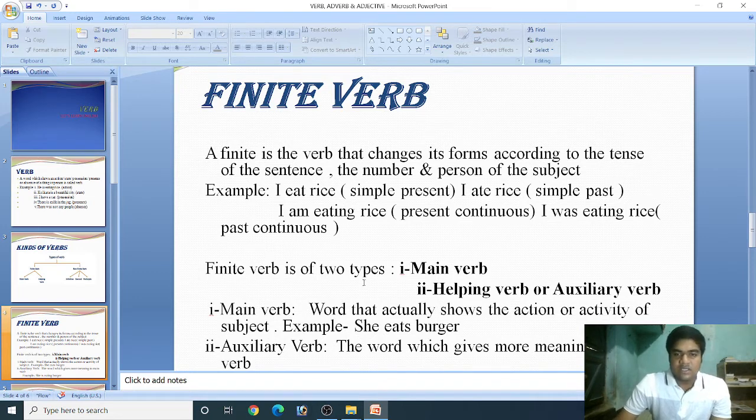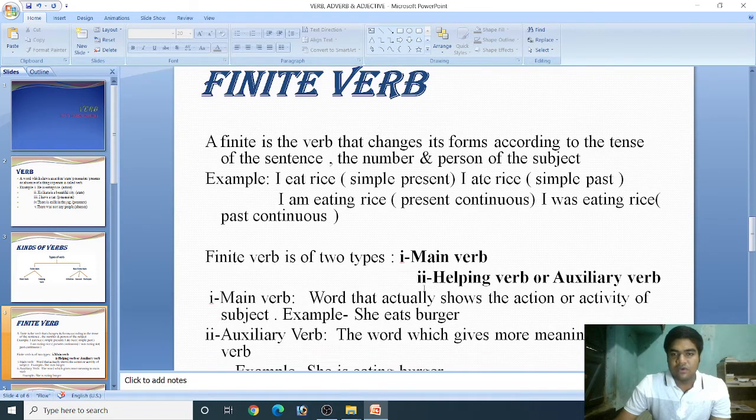Now let us understand the types of finite verbs. There are mainly two types of finite verbs: main verb and helping verb or auxiliary verb. A main verb is simply a word that shows the action of any person or subject. I've got an example: She eats burger. Here, eats is the main verb.